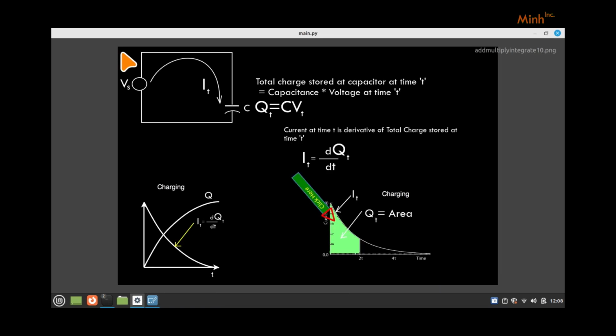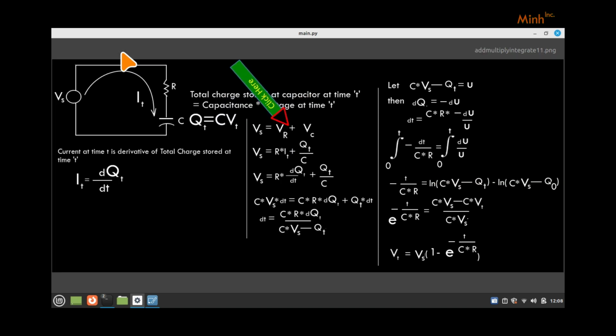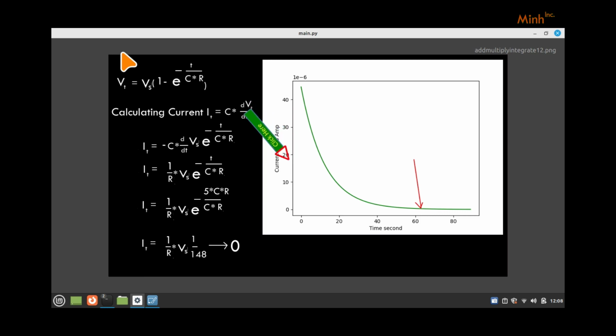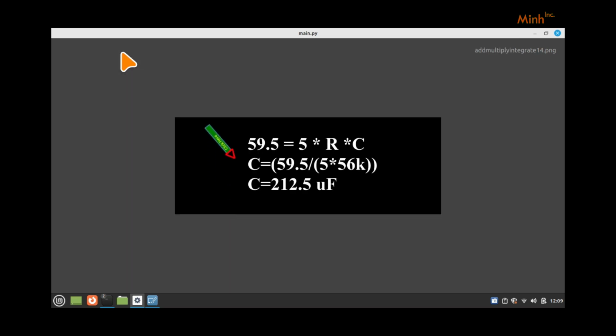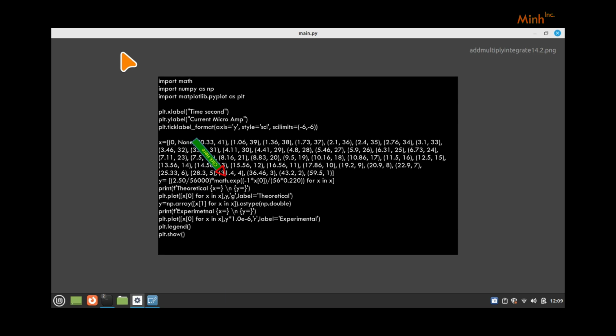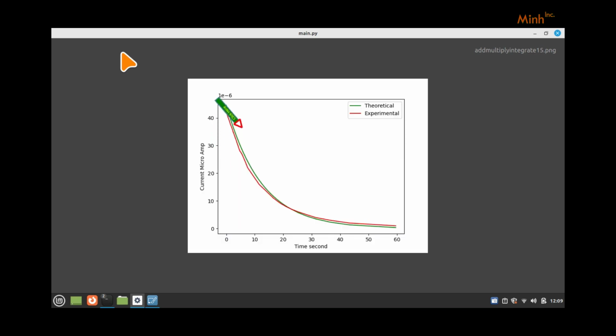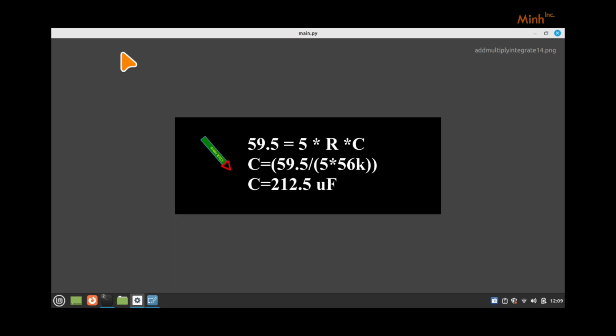So here we saw I equal to dQ by dt, where Q is CV. Then we deduced the formula, and finally we came to I(t) equal to (1 by R) Vs e to the power minus t by CR. If t is 5 into CR, then we see the current tends to 0. So for the actual calculation at 59.5, we see that 1 is stable, so it is about 0. Then 59.5 equal to 5 into RC, and it comes to 212 microfarad. Then we wrote a Python code considering 220 microfarad, and that is the green curve, and red is what we got experimentally, and it is almost the same. This is how we can get an assessment of the capacitance.